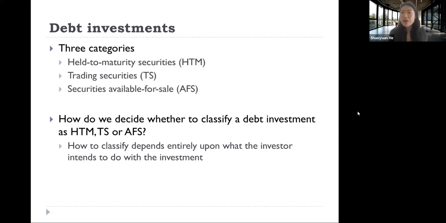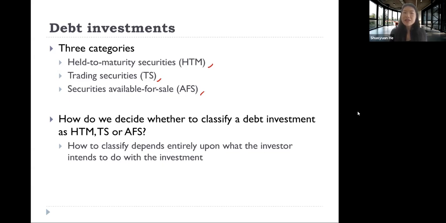How we account for it, we have three ways to account for debt securities. The first one is called held to maturity securities. The second is called trading securities, and the third is called available for sale securities. And you may ask, then how do we decide whether to classify a debt investment as held to maturity, trading security, or available for sale security?